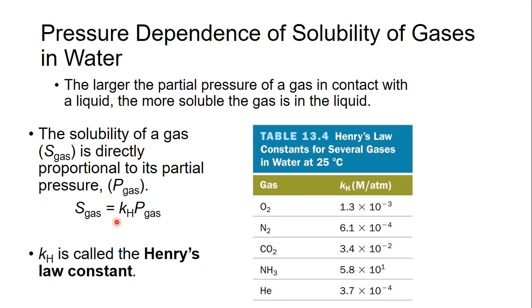The solubility of the gas is equal to Henry's law constant times the partial pressure of the gas. So if you want to find out how soluble your gas is, you need to find the partial pressure, and then look up Henry's law constant from this table. You just plug in the numbers, and you can find out how much gas should dissolve in your liquid.